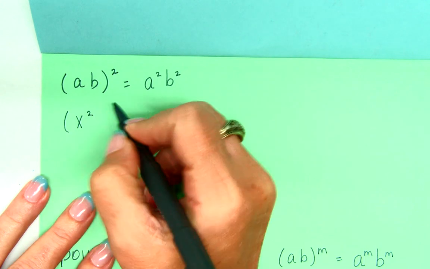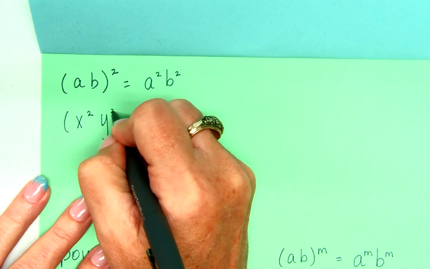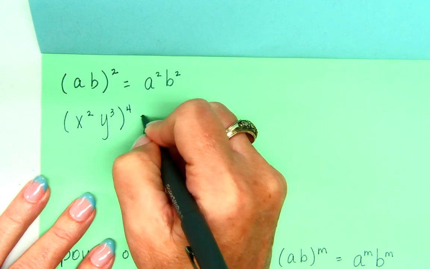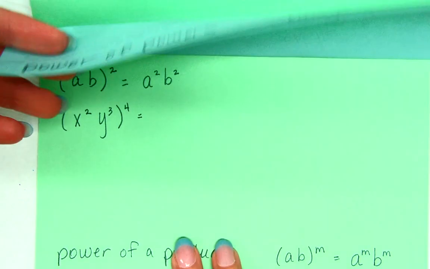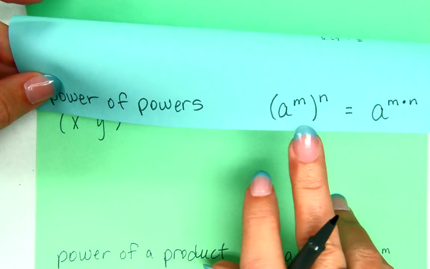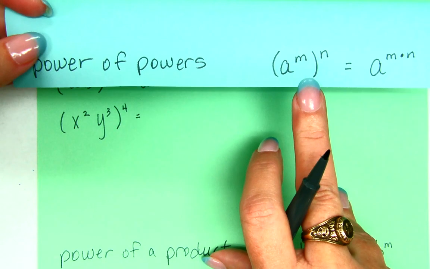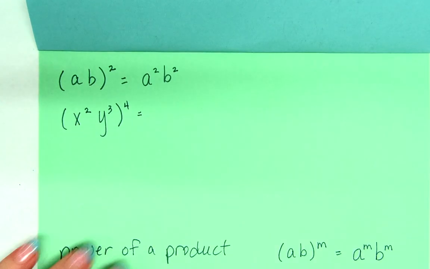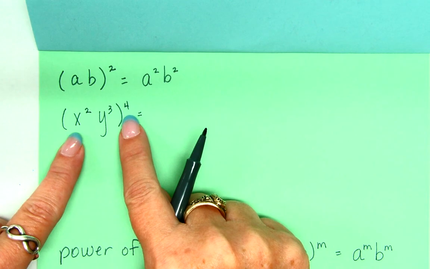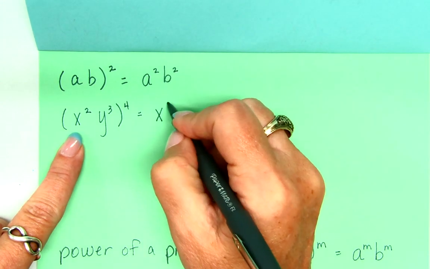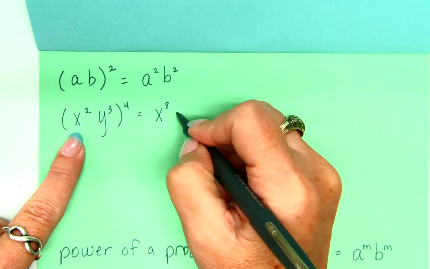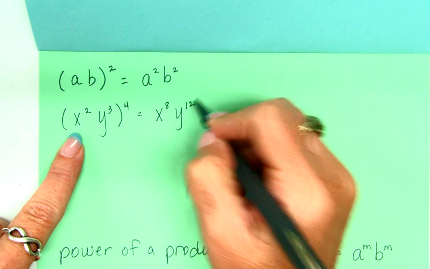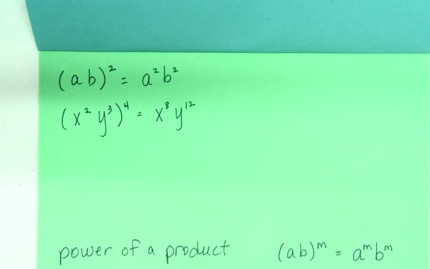(X squared, y to the third) raised to the 4th power. So don't we have to combine the rule that we just talked about, this one, with this one, in order to get the answer? So what do I do with this one, with the x? What do I get? X to the 8th, very good. Y to the 12th. Yeah, absolutely. See, I was just trying to trick you, but you were like, no, we're not letting you trick us.